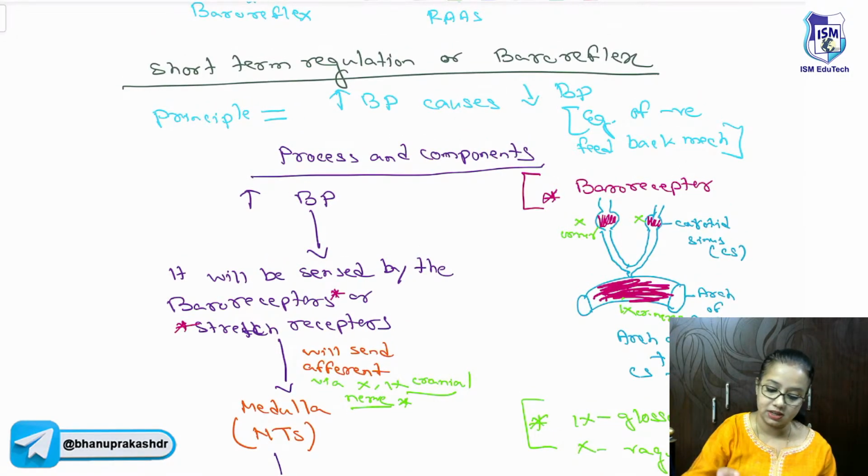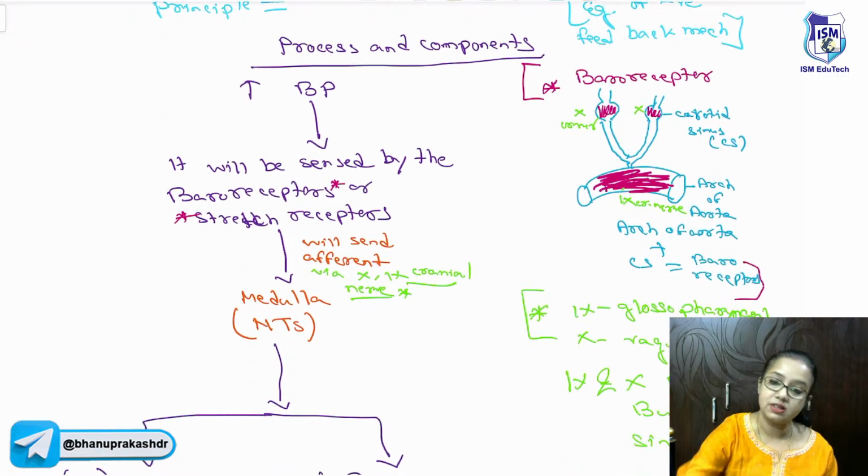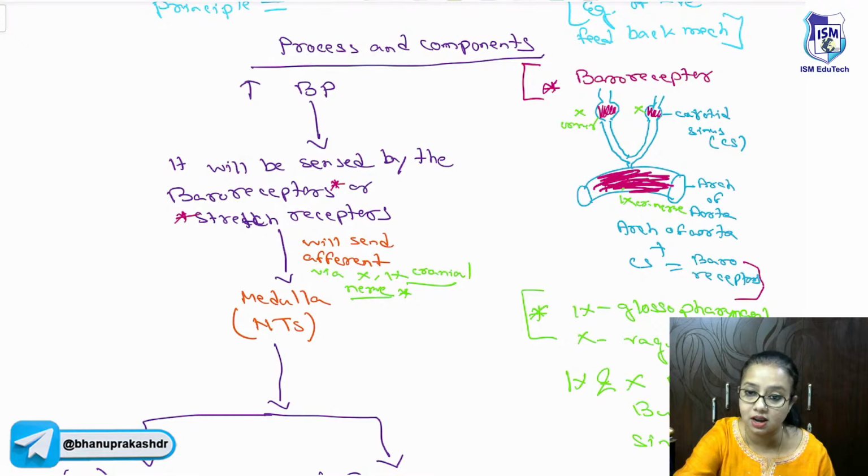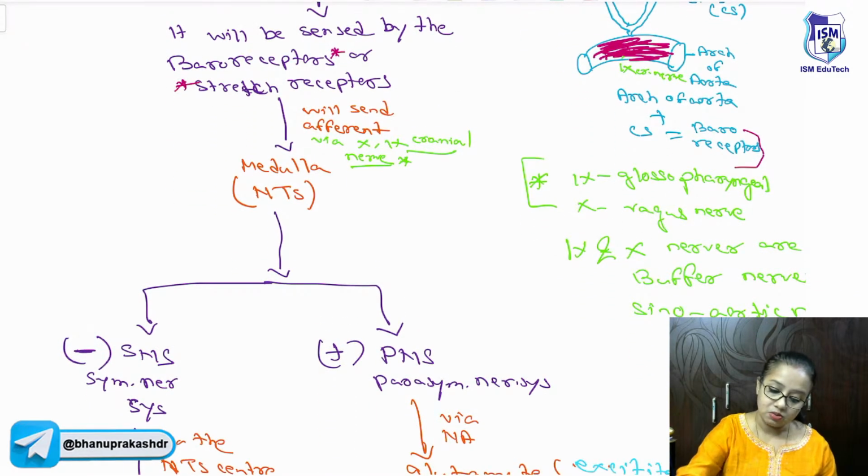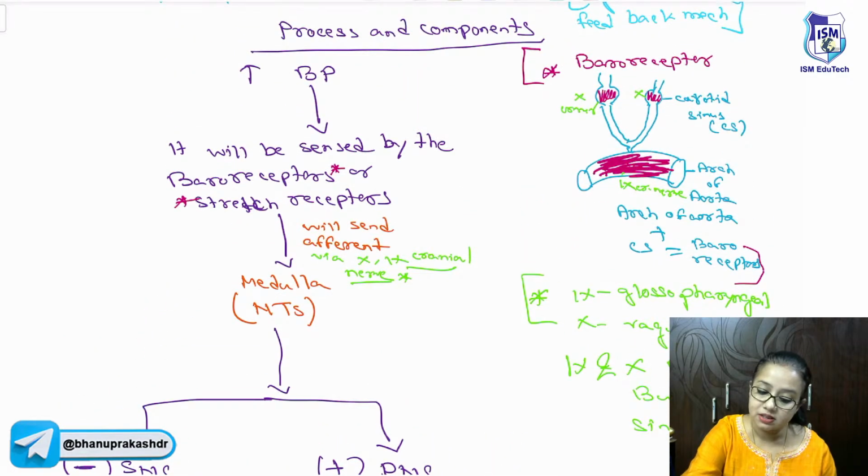Now, there is a component and the structures involved in it. Whenever there is increase in the blood pressure, it will send out a signal. And who will sense it? The sensors are the baroreceptors or the stretch receptors. On our right, we have seen these are the arch of aorta and the dilation, the carotid sinus. This carotid sinus has innervation from the vagus nerve, 10th cranial nerve, and the arch of aorta has innervation from the glossopharyngeal, that is the cranial nerve number 9.